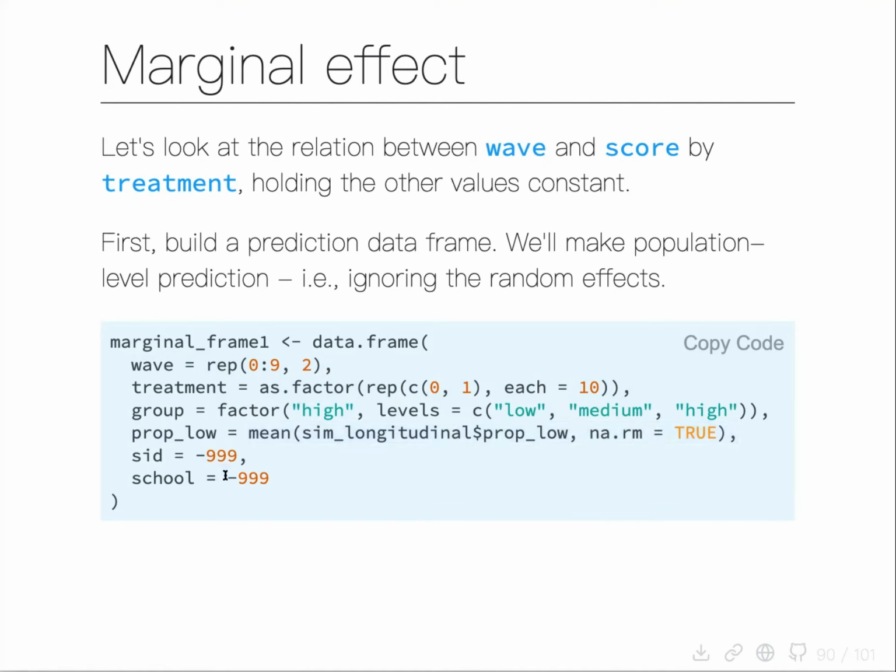And finally, for SID and school, I'm saying -999. Those are values that are not real, right? They do not exist in the data. And that's because I would want to get these predictions for basically the population level estimates, not for any given student or any given school, which means when these predictions are made, they will be made only using the fixed effects. Okay, so we have one value for group, we have one value for prop low, and we have made up SID and school. And then we're going to make predictions for wave and treatment across 10 waves for whether the student is in control or treatment. Okay.